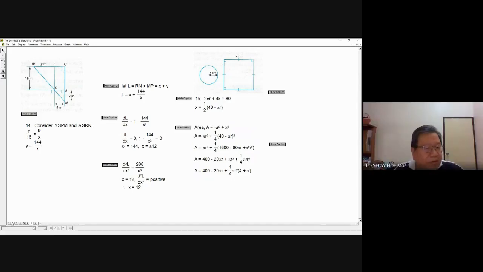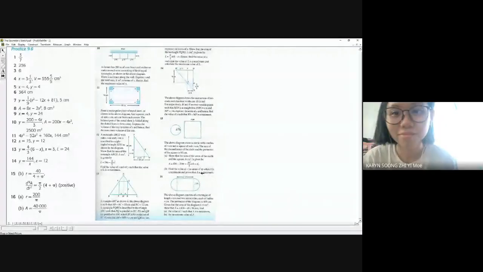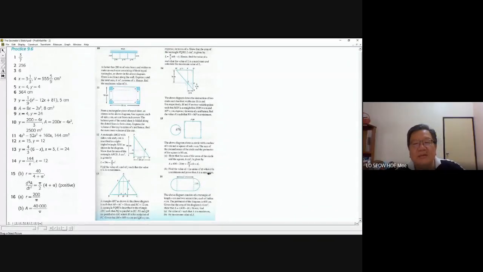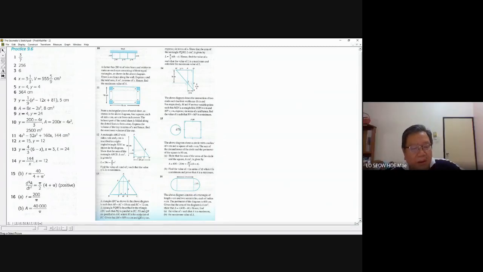Okay, what is the question actually? Show. Okay, shown already. Find the value of r in terms of pi when A is minimum. Prove that A is minimum. What is the difference here? When A is minimum, prove that A is minimum. So proof means you have to find the d2A over dr squared.